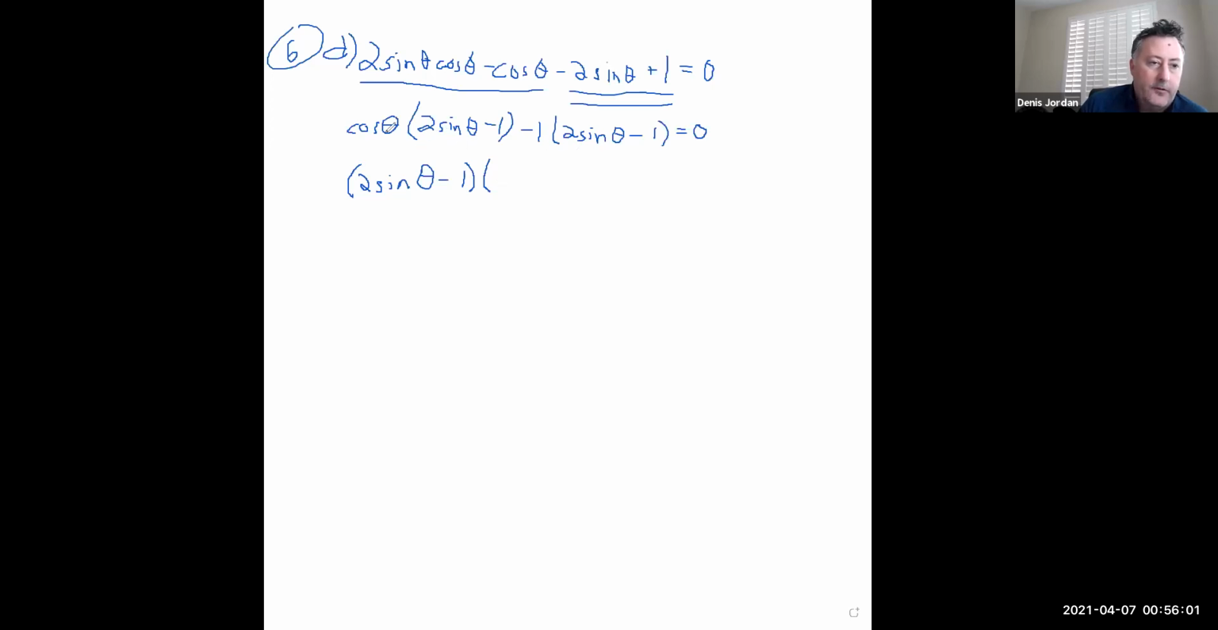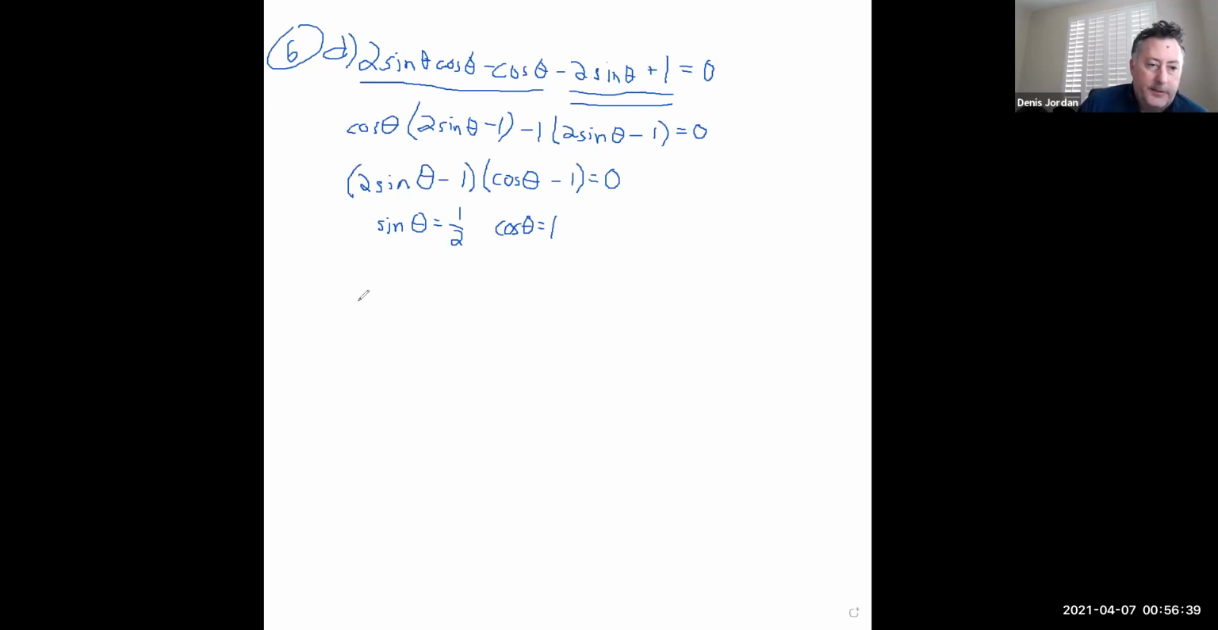And if we pull that out from both terms here, we're left with the cosine of theta. And also the -1. So now we can get the trig functions by themselves. So sine of theta is equal to 1/2. Cosine of theta is going to equal 1.